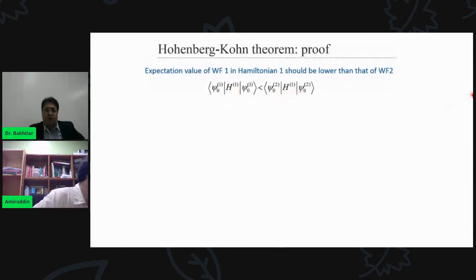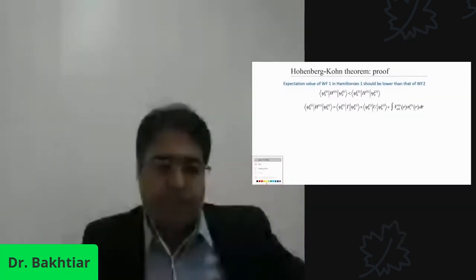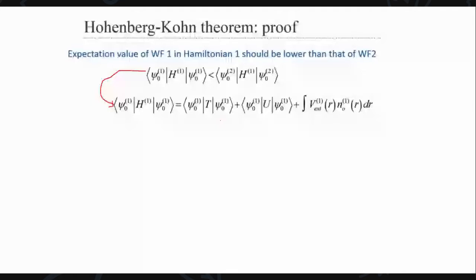Now, I expand this Hamiltonian. If I expand it, I will get the following. This is the expectation value of the kinetic energy term, and the expectation value of the potential energy term, plus the integral of the external potential and the ground state density. We just calculated this in the last slide.